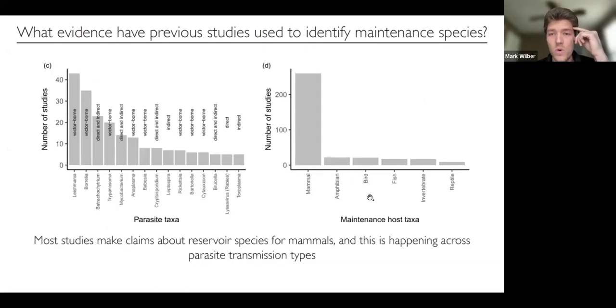So if you look at host taxa, for example, oftentimes, these are the studies we were looking at, mammal hosts are the ones where conclusions are being drawn about maintenance or reservoir potential. And similarly, a lot of these studies spanned a wide range of parasite taxa with various different transmission strategies, from vector-borne, direct, indirect, frequency-dependent, density-dependent. So a wide diversity in both parasite and host taxa.